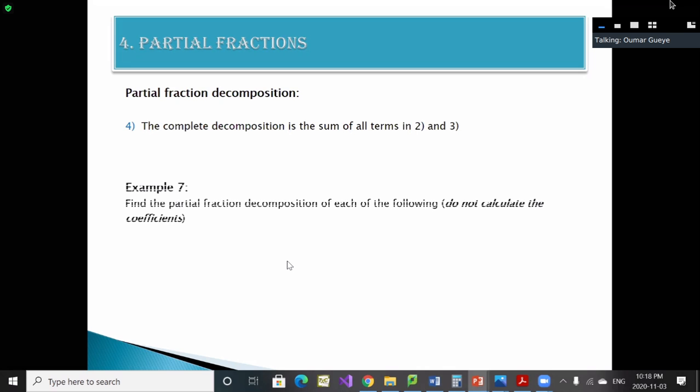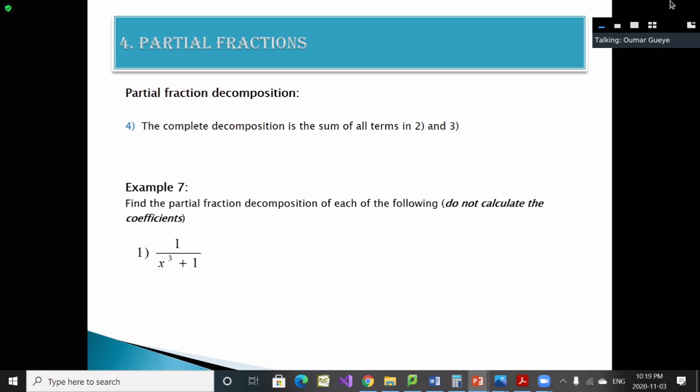All right, let's see some examples. As you can see from this example 7, what we want to do is just to get the partial fraction decomposition without calculating the coefficients. The coefficients are what I call A, B, C, A1, A2, and so on. Just the letters. We'll see later how to find them. But at this step, what I want you to know is just to get the partial fraction. That's it. And later we'll see how to use it to calculate integrals.